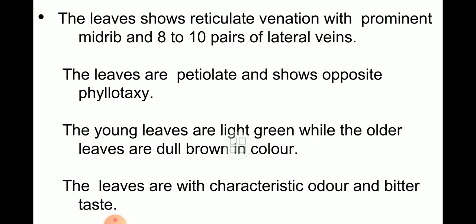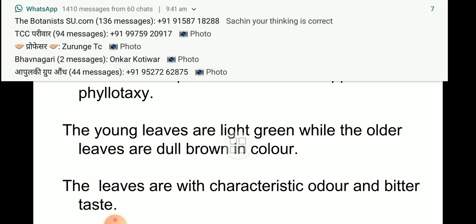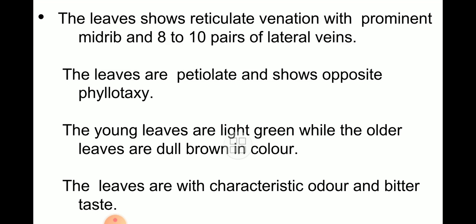Regarding the leaves and phyllotaxy, the leaves are petiolate. The petiole is easily visible, we can see it with our naked eyes also. So this is a petiolate leaf, isn't it? The leaves are petiolate and show opposite phyllotaxy, in the sense leaves are arranged on a stem in an opposite manner, isn't it? There is no alternate, there is opposite, that you have to keep in mind.